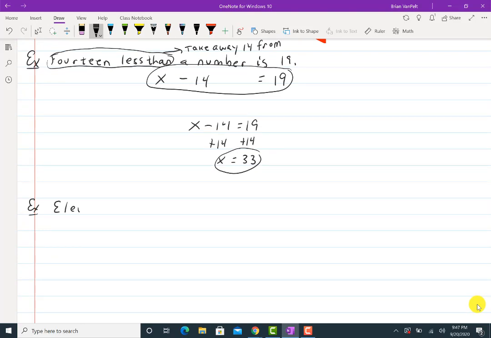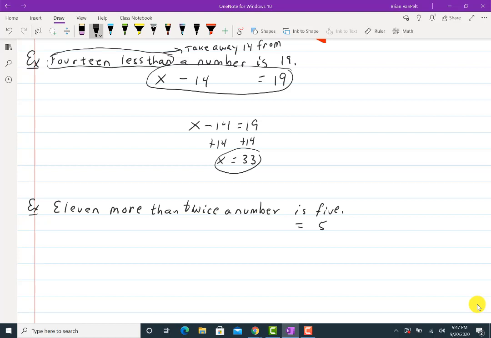11 more than twice a number is 5. Once again, locate the is if there is one. And there it is. I'll put my equals underneath it there. The 5 is very simple.